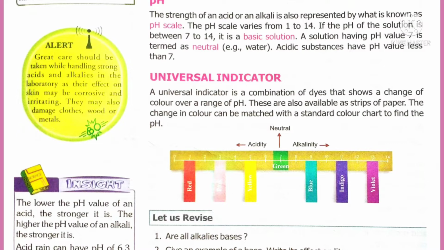The acid rain shows a pH reading of 6.3, whereas human blood shows a pH reading of 7.3. Milk of magnesia shows a pH reading of 10.5. This shows that acid rain is an acid. Human blood is a base because it is above 7. Milk of magnesia is also above 7, so it is also a base.